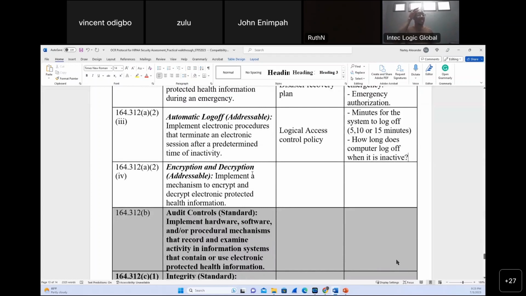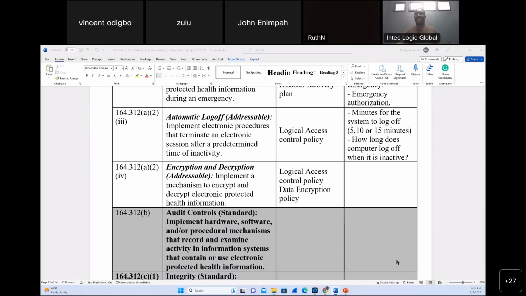Encryption and decryption. Implement a mechanism to encrypt and decrypt electronic protected health information. So here we can also find this within the logical access control policy, right? And also data encryption policy. Some companies have a data encryption policy. So what type of encryption are they using, if the data is at rest, if the data is in motion, right? You want to check all.